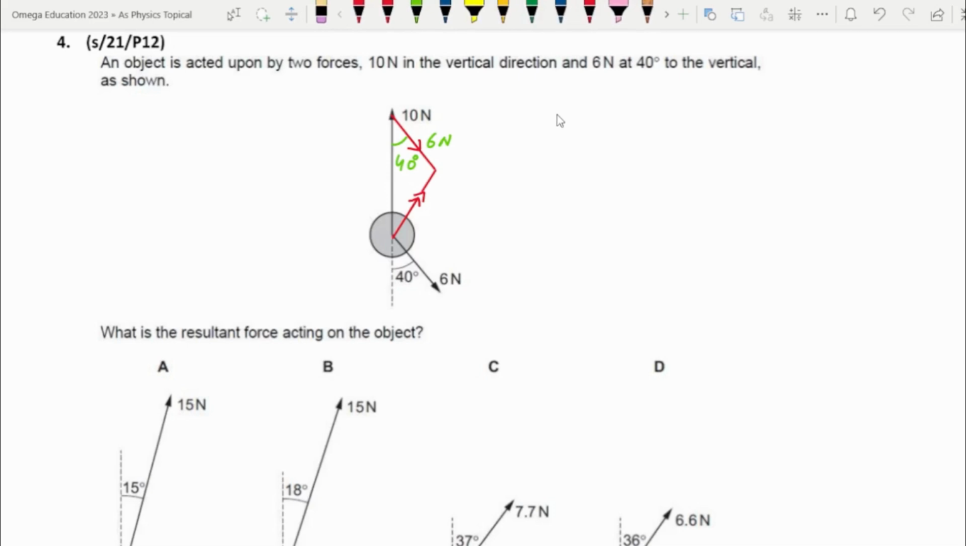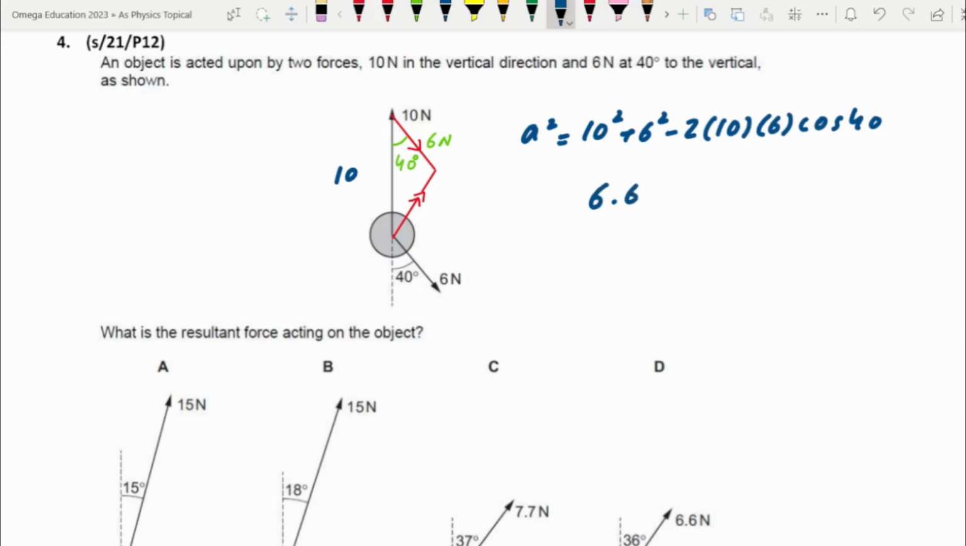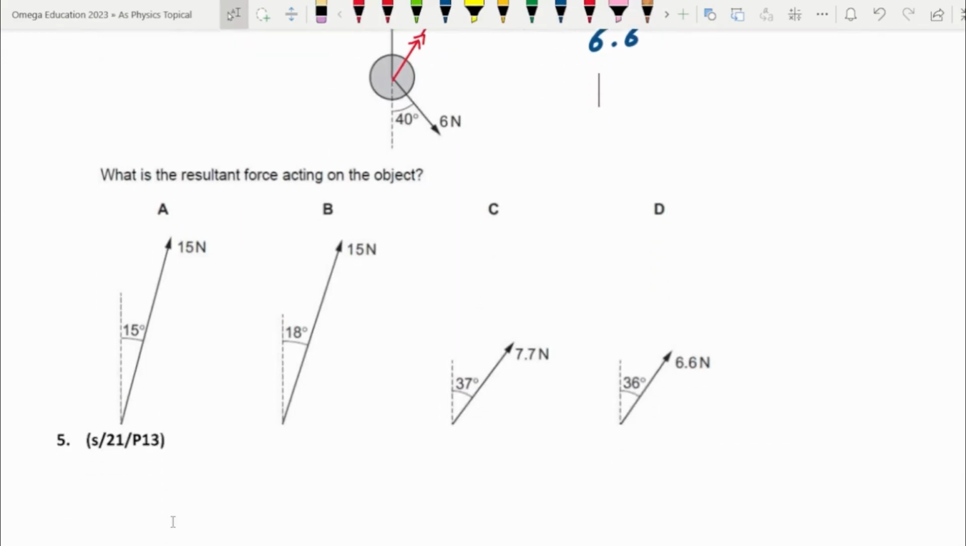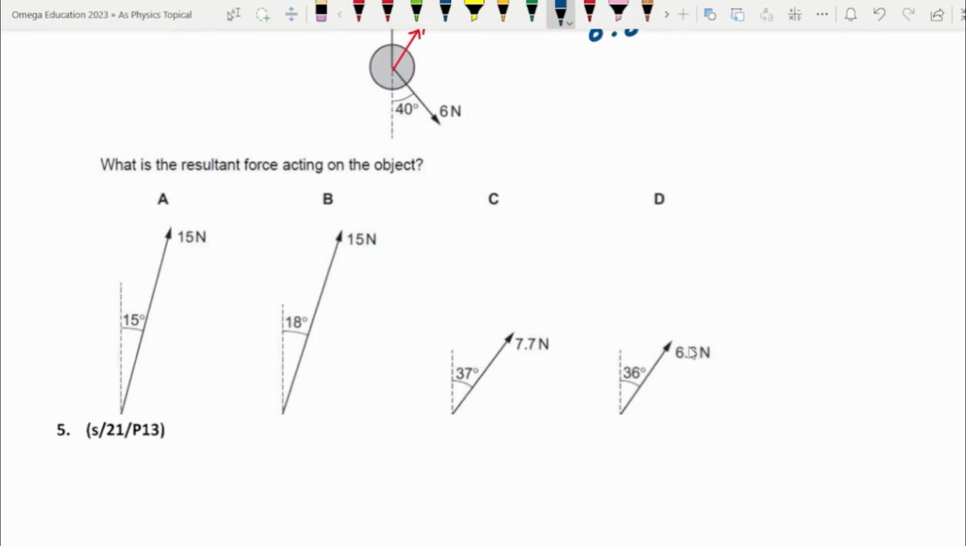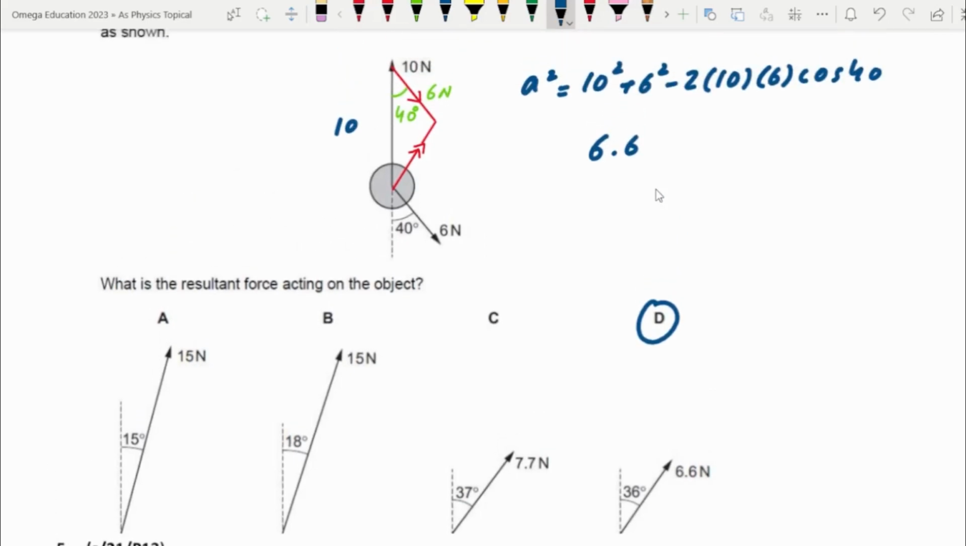And the magnitude of the force can be found using the law of cosines that we generally use. So a squared equals 10 squared plus 6 squared minus 2ab cos 40. Then you hit it on the calculator. So the magnitude of the force is 6.6. This is what we have for sure. The magnitude has to be 6.6. We have only a single option in which the magnitude is 6.6, so we don't even need to find the direction.